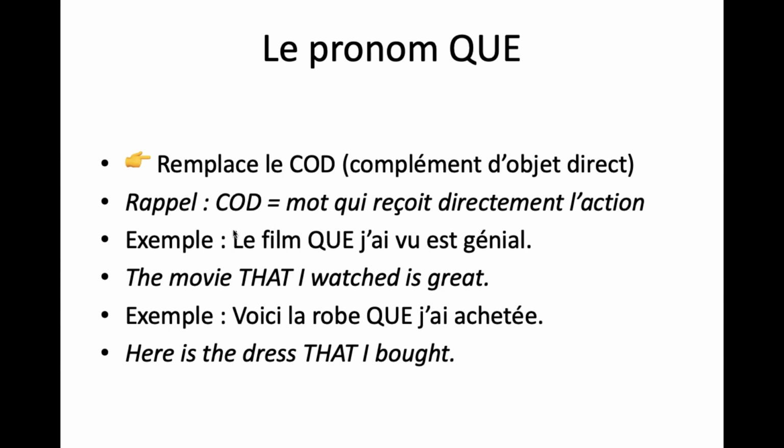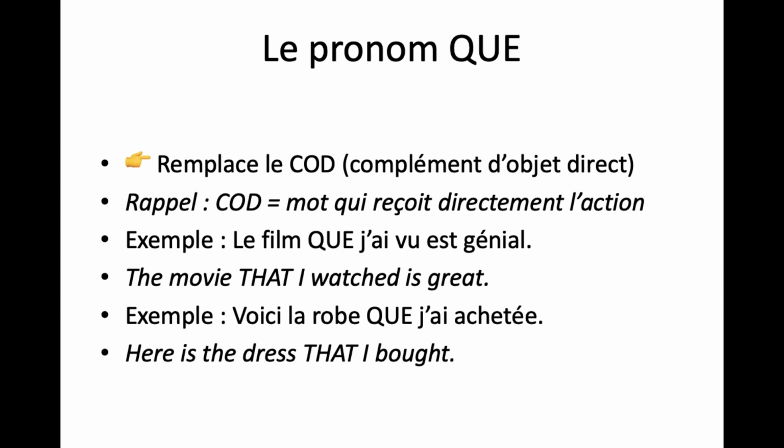Because if we were asking the question, j'ai vu quoi? Like, I watched what? The movie. And as you can see, le film is the direct complement of this sentence because, as I wrote just there, it's the word that receives the action directly. So in this case, que is correct. You can put que because it replaces a direct complement that directly receives the action.